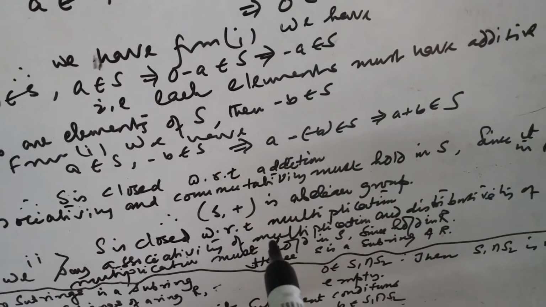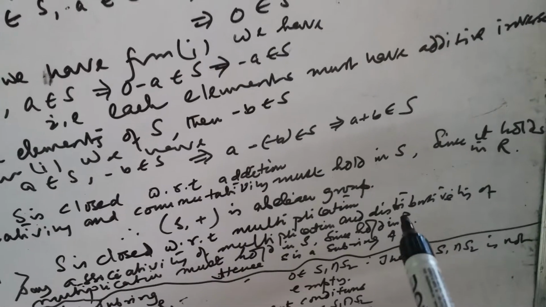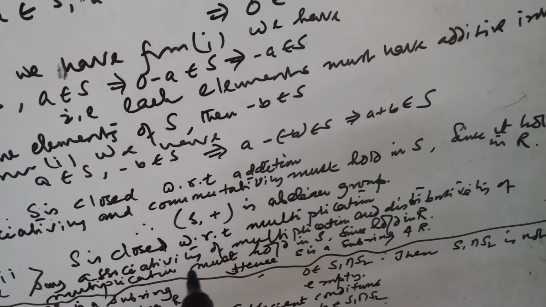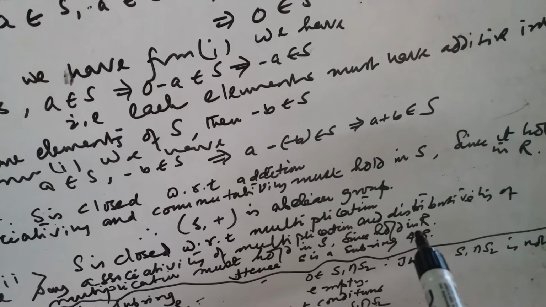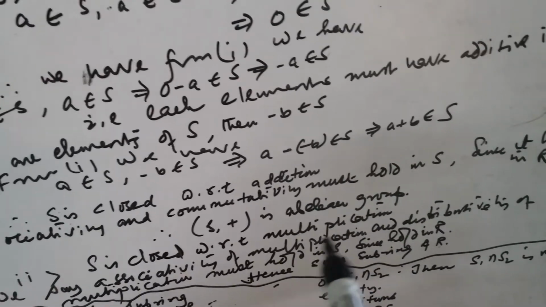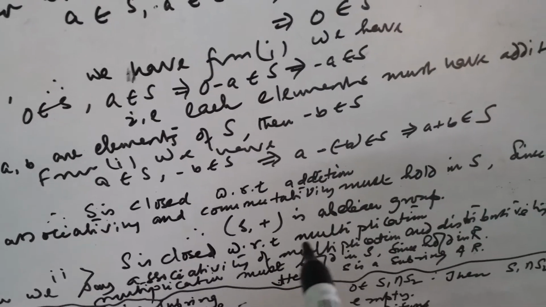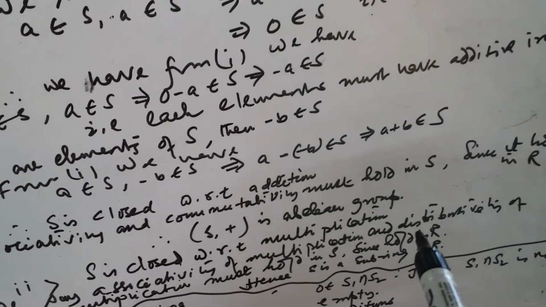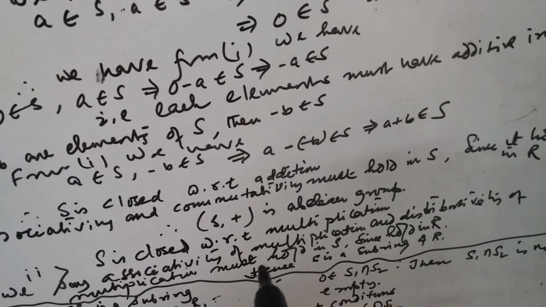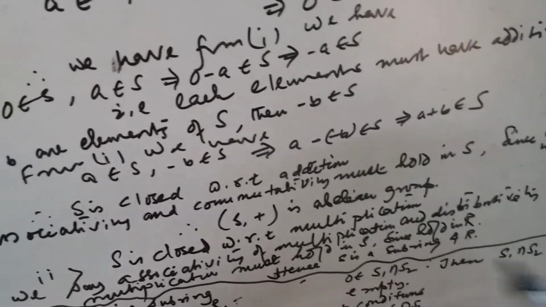So associativity of multiplication and distributivity must hold in S, since they hold in R. Here we assume that S is a subset of R, and S is closed with multiplication. Since associativity and distributivity of multiplication must hold in S, since they hold in R, S is a subring. So this is my first proof.